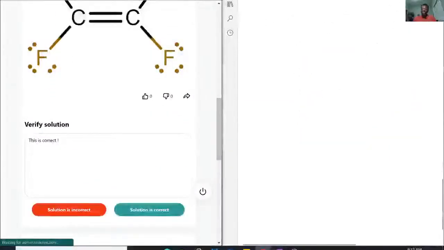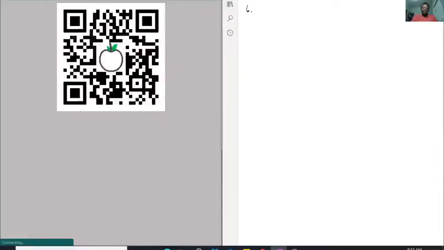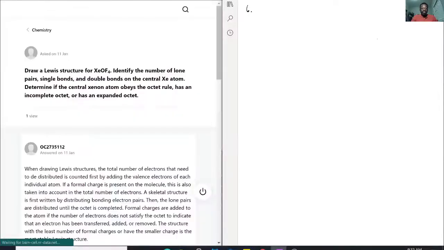Now question number 6. We have: draw a Lewis structure for XeOF4. So, Lewis for XeOF4. This is where it gets a little bit tricky, because xenon is actually a noble gas.